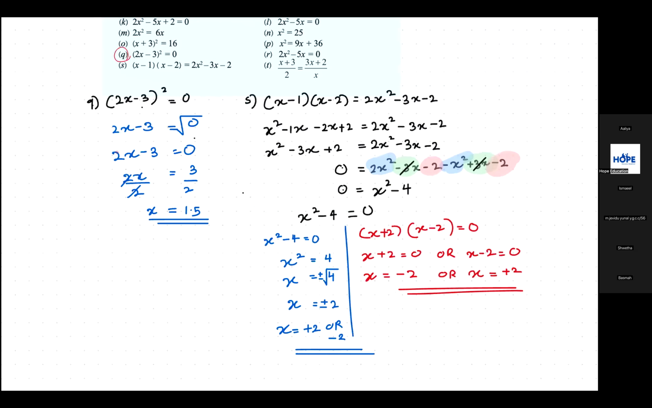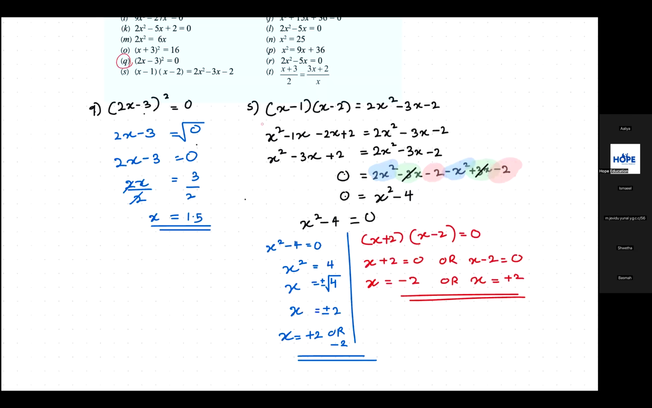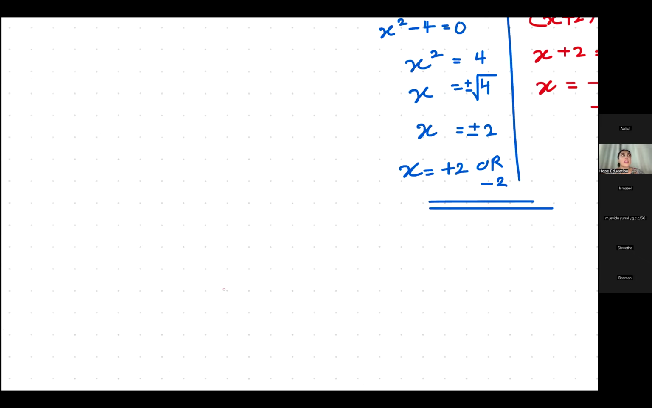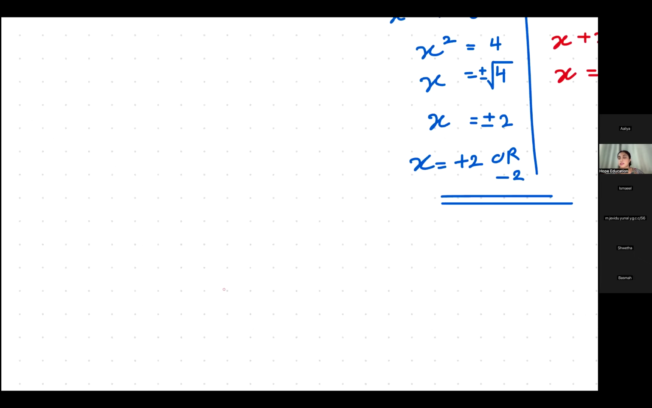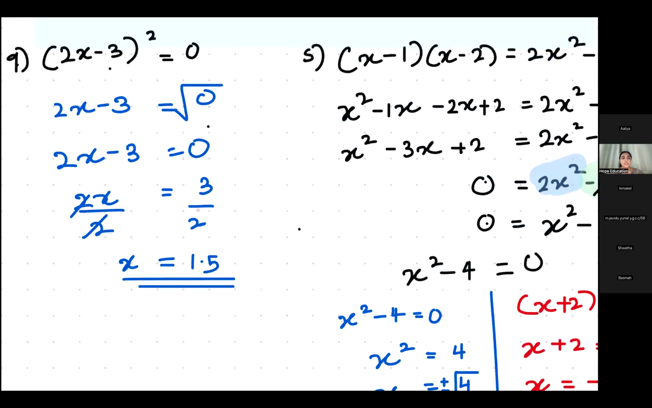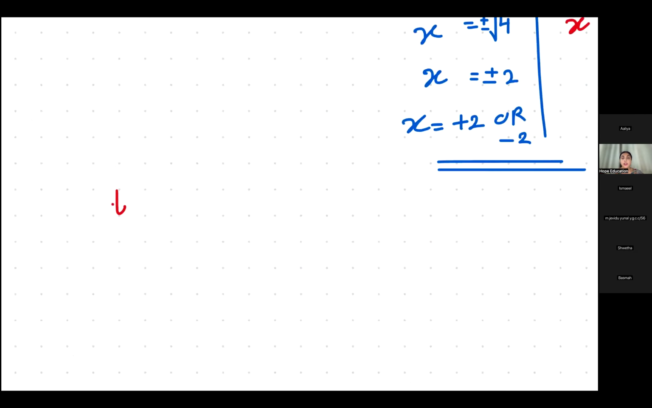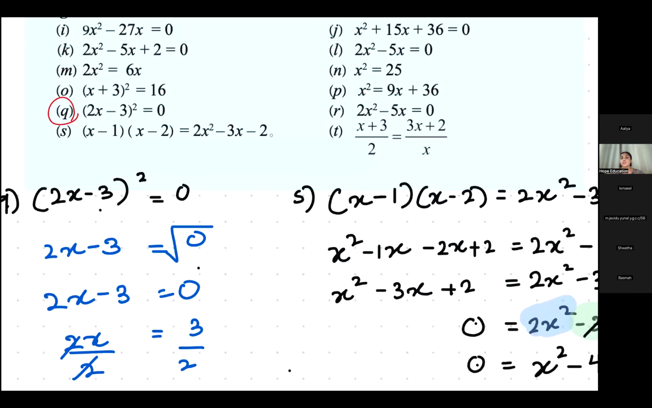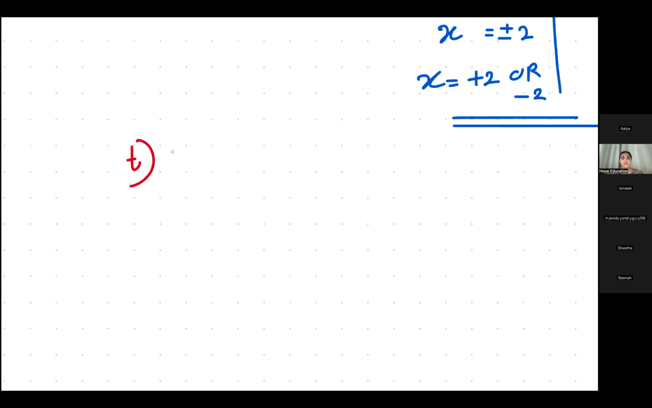X plus 3 over 2, 3x plus 2 over x. Okay, some of you messaged that I was lagging. I changed my location. I think now it will be okay. Okay, so T. X plus 3 over 2 equals 3x plus 2 over x.